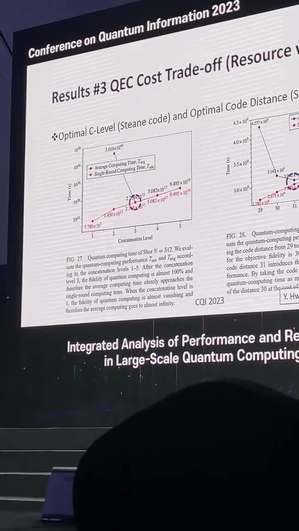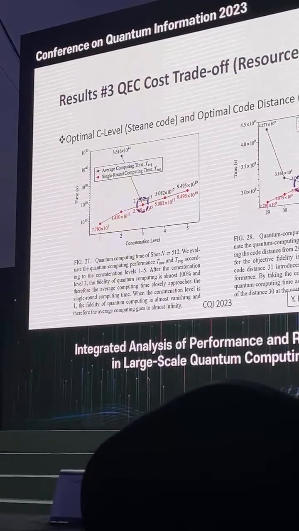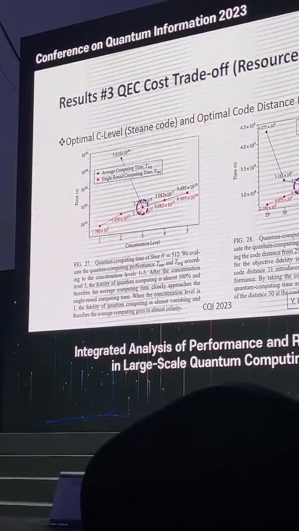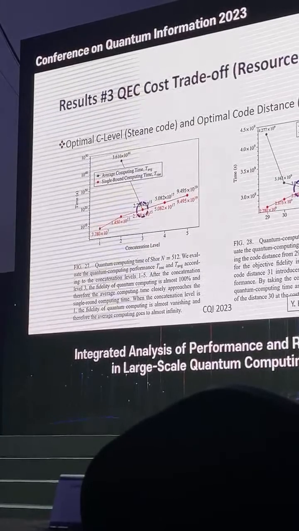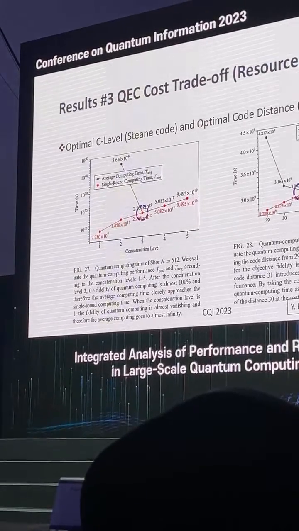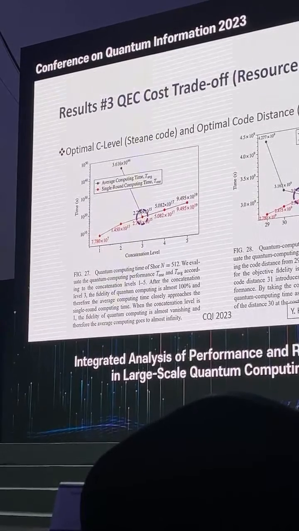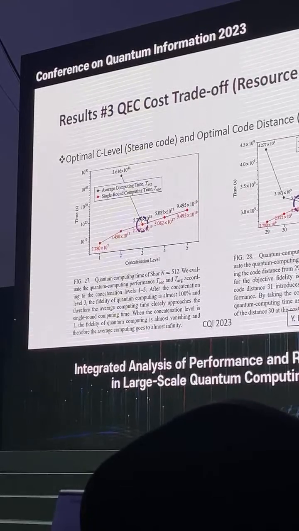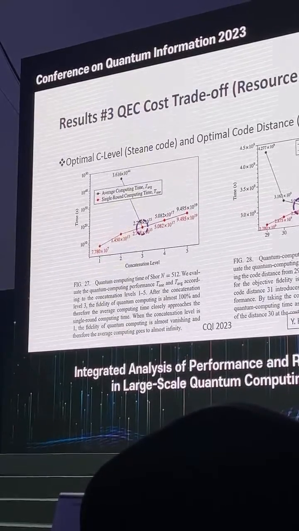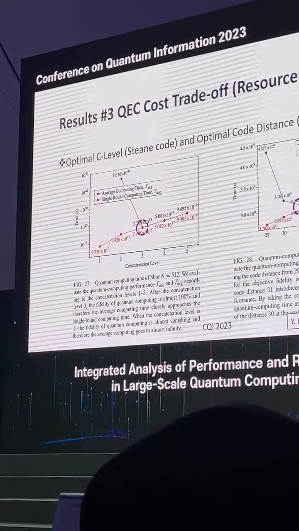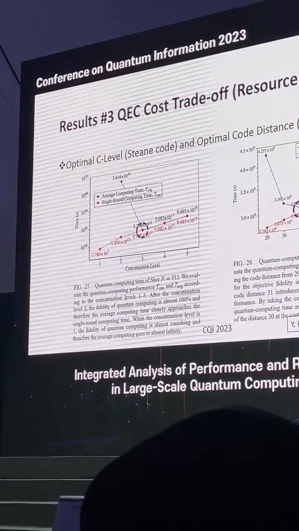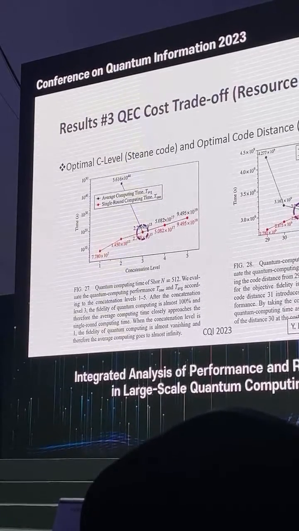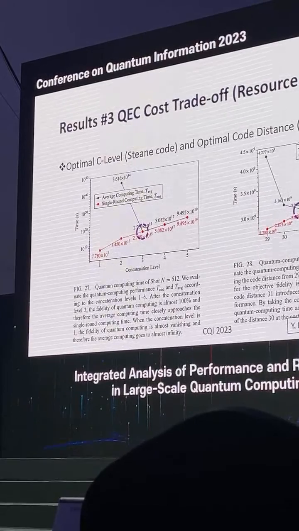And last, this is the last data. We may easily guess there is a trade-off between manufacturing cost and fidelity. As we increase the computation level and code distance, the fidelity of computation will improve, but we need more time and qubits. So in terms of resource and time, we show there is some optimal level and code distance.